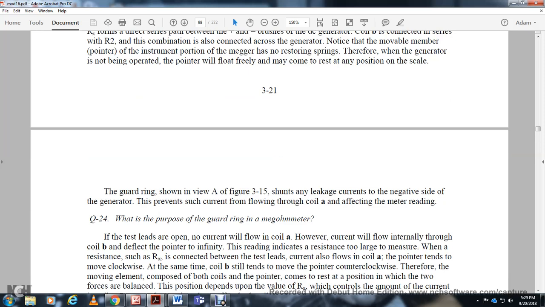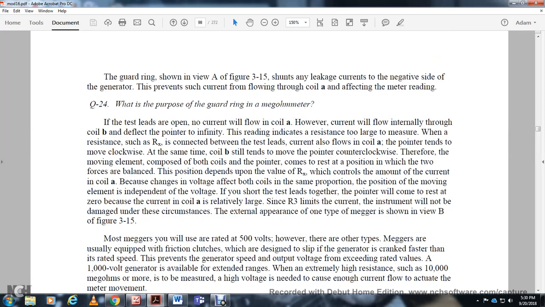With the guard ring shown in view A of figure 3-15, leakage current on the negative side of the generator is prevented from flowing through the coil, so it has no effect on the meter reading. When the test leads are open, no current flows through coil A, only through coil B, and the pointer deflects to infinity on the reading indicated.